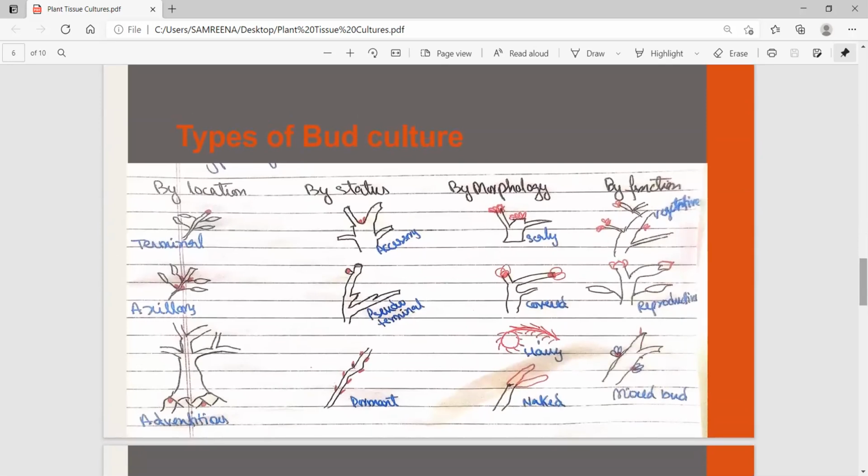Now, another type is our bud culture. We know that bud is an undeveloped or embryonic shoot. It's not completely developed, but it's an embryonic shoot from where the stem will grow up, or this bud is directly converted into the flower. Even when spring comes, at that time we don't have leaves on our plants. So the development of buds is also used for the identification of plants.